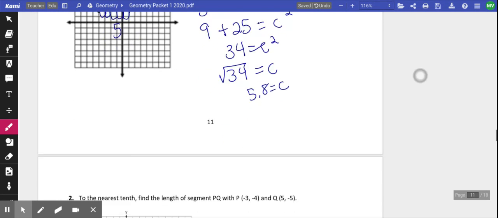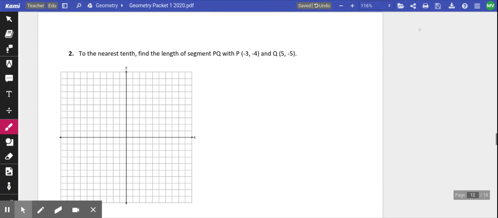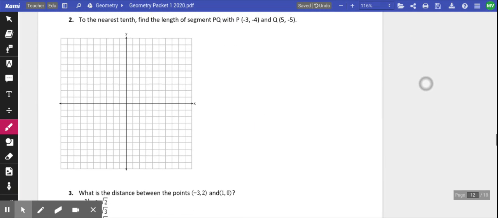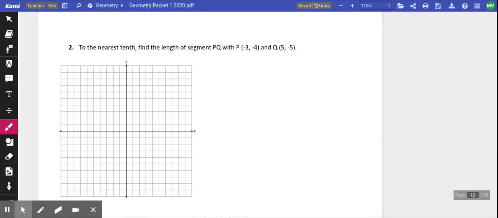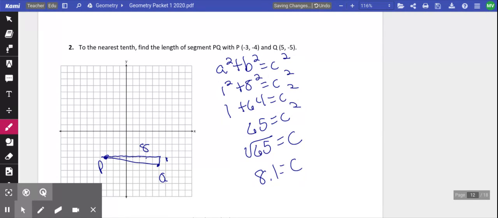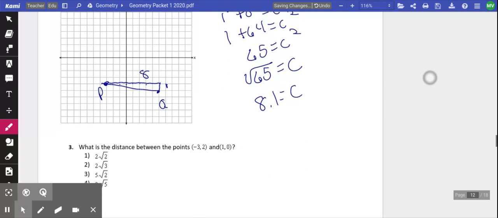That's when the drawing's already given to you. Now go ahead and try to do number 2 and come back and check it. Okay, so the first thing I did is I drew my graph. I counted. It's 1 tall and 8 wide. So then I did the Pythagorean theorem, which is 1 squared plus 8 squared equals c squared. 1 squared is 1. 8 squared is 64. Added them together, got 65. Then took the square root, and the answer is 8.1.